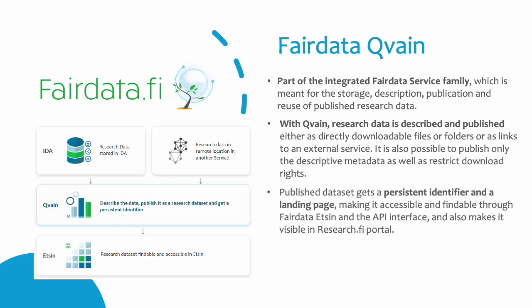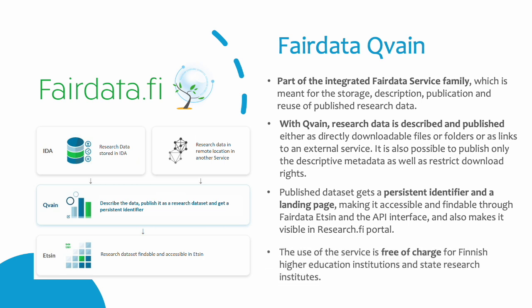Upon publication, the research data receives a persistent identifier and a landing page. In addition to Fairdata Etsin, the published research data can also be found in the research.fi portal and can be accessed through an API interface by other services. The use is free of charge for Finnish higher education institutions and state research institutes.